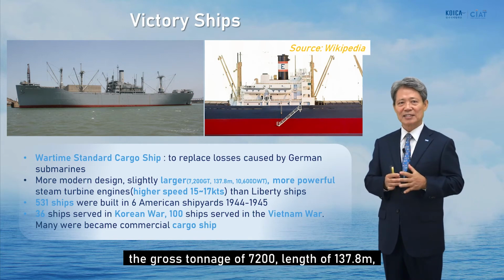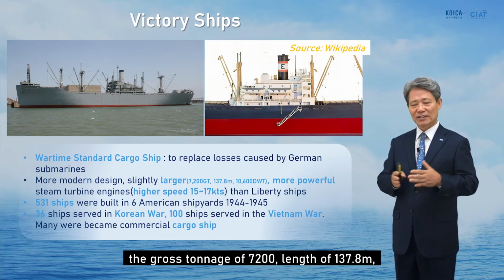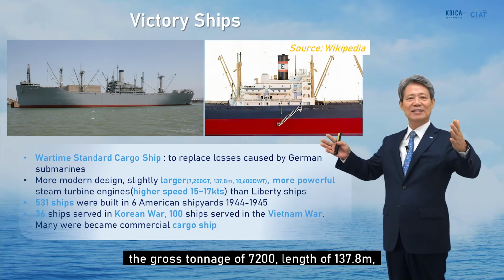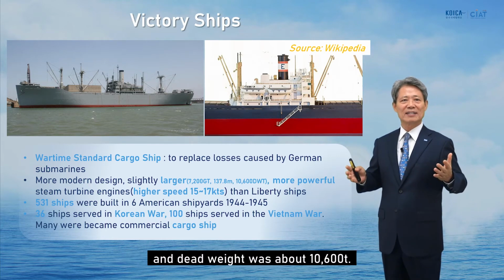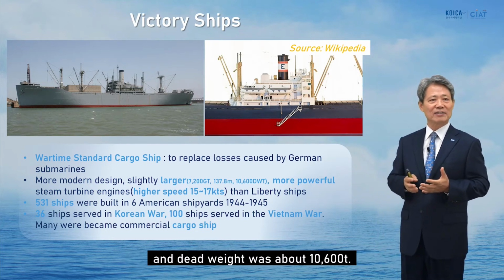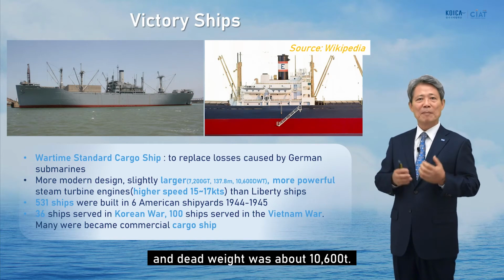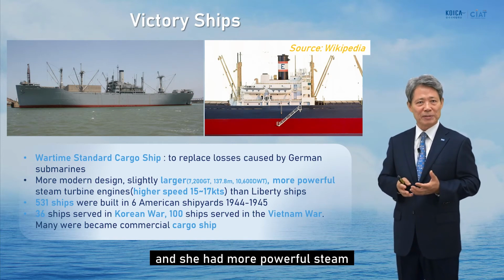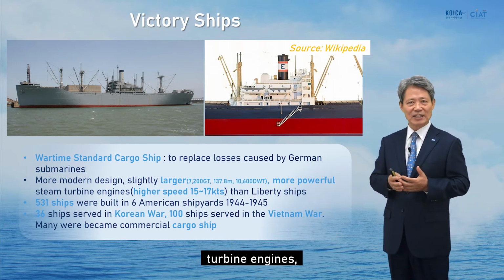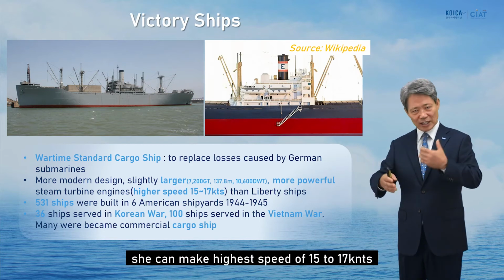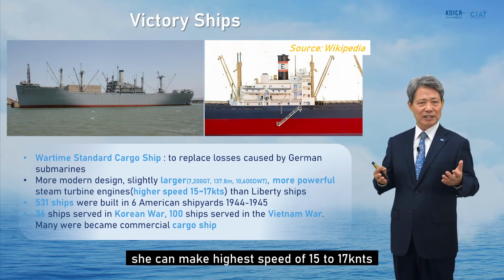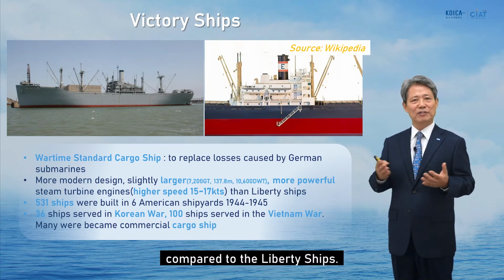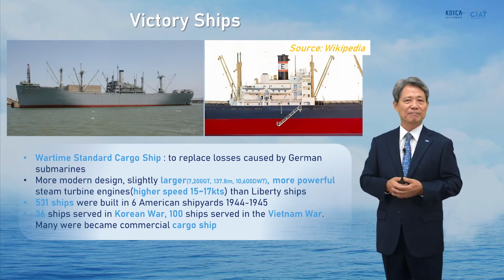The gross tonnage is about 7,200. The overall length is 137.8 meters, and the weight is about 10,600 tons. And she has more powerful steam turbine engines, which means she can make a higher speed of 15 to 17 knots, compared to the Liberty ships.